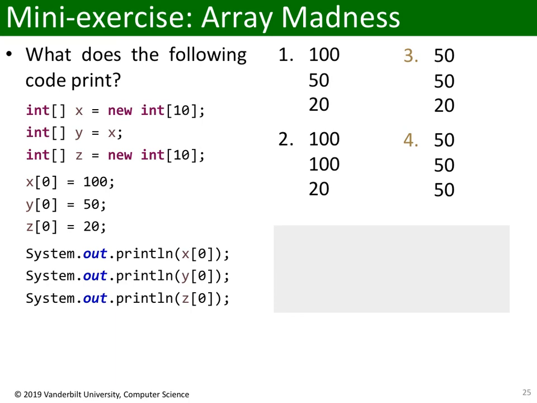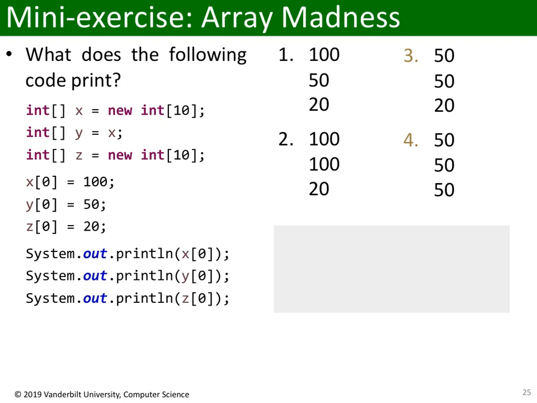So we're creating an integer array called X, which is going to have length 10. And then we're taking the address of that array and storing it in another integer array variable called Y. So X and Y both point at the same object. And then we're creating a new integer array object with length 10 and storing its address in the variable Z.